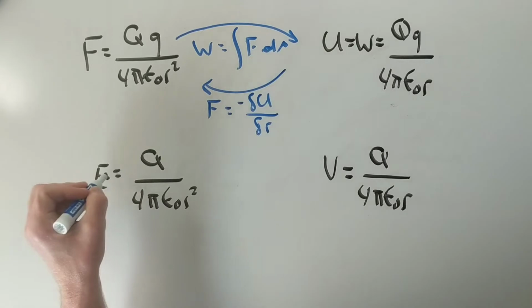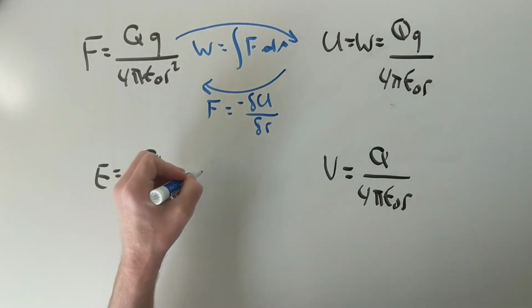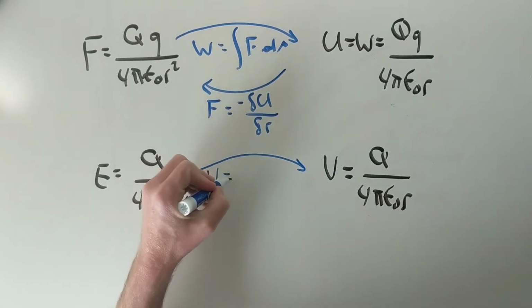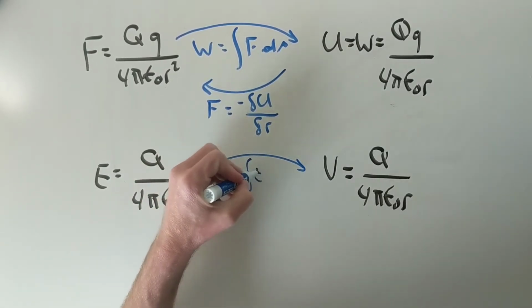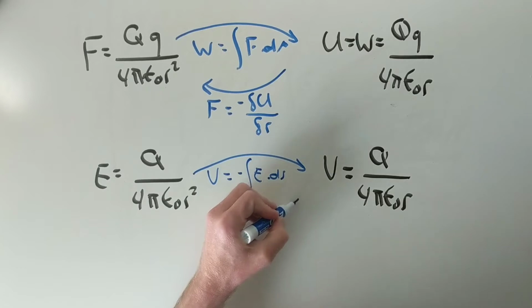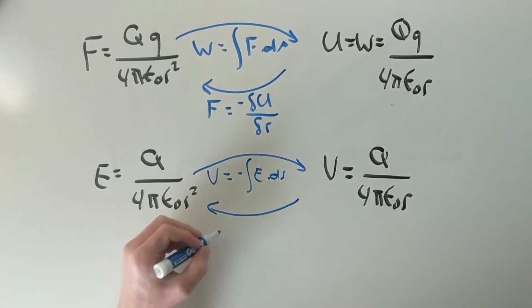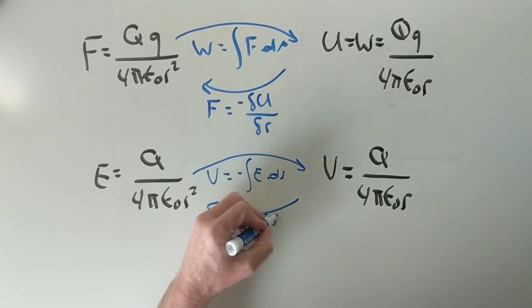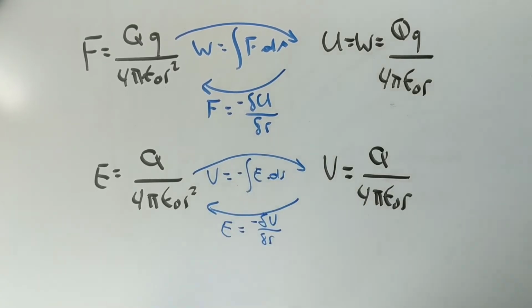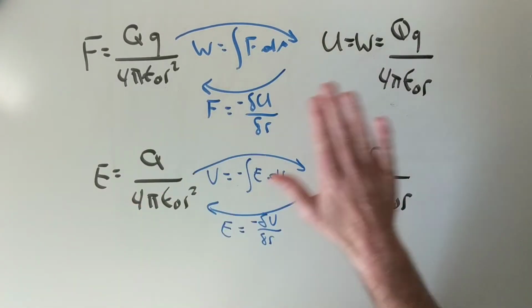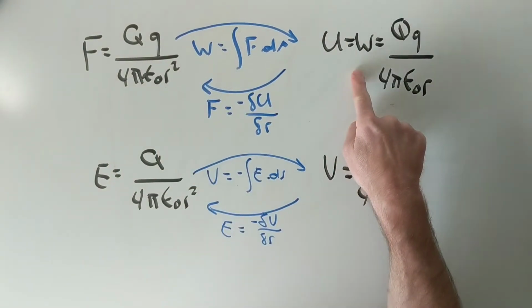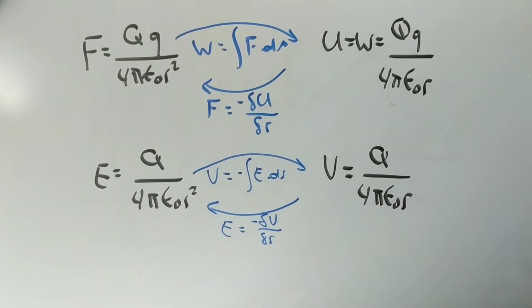Here, if I want to take the voltage, just like we did in that last example, I want to go this direction. Voltage is the negative integral of E dot dr. If I want to come back this way now, electric field is the negative partial derivative of voltage with respect to r. So these are complementary ideas, these two pieces. Force is to energy as electric field is to voltage.